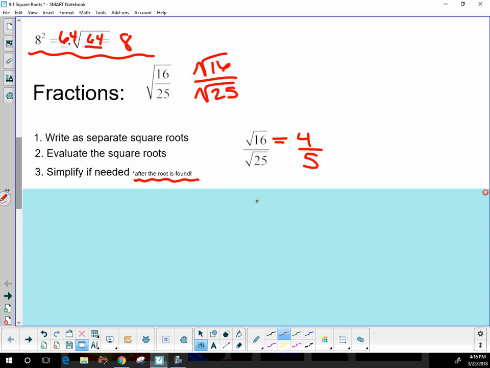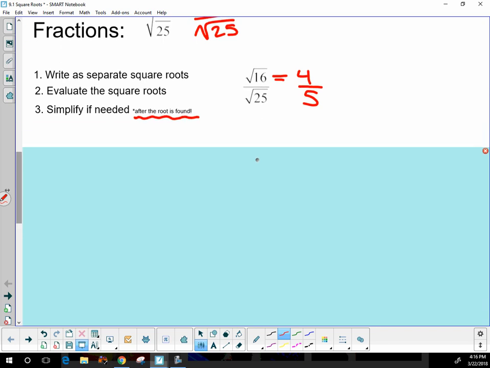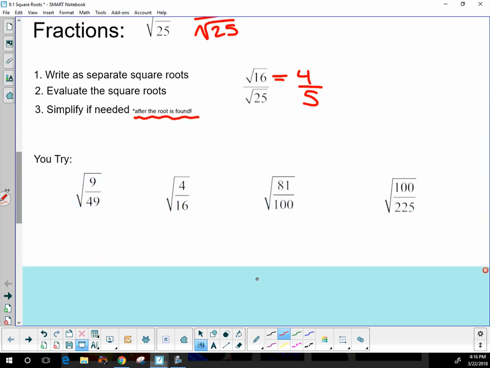If you need to simplify after the roots are found, then you can do that, but this is already in lowest terms. So we're going to take a look at a couple more examples of fractions. I want you to pause the video and try all of these. Please remember to reduce each one of these into its lowest form, or MathXL will count it wrong, and so will I. I will take points off for that. So go ahead and try that now.